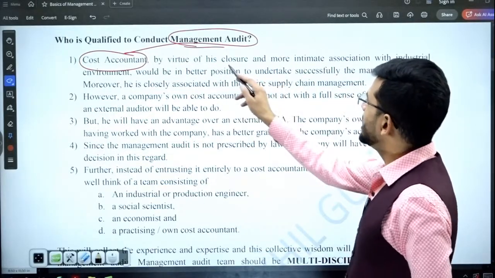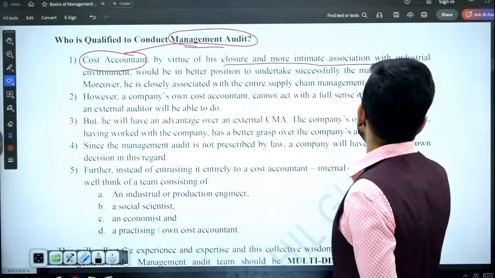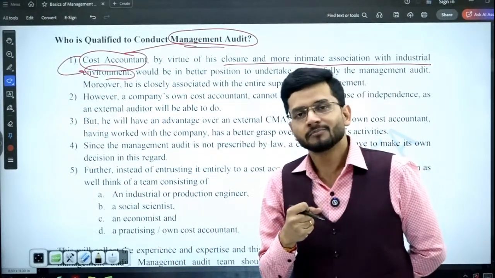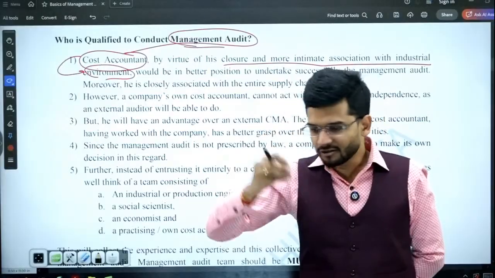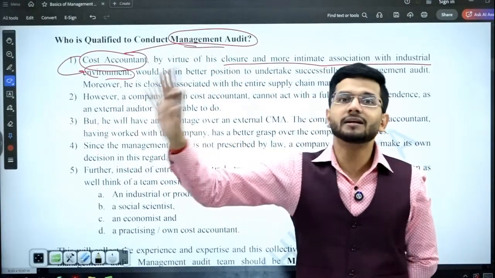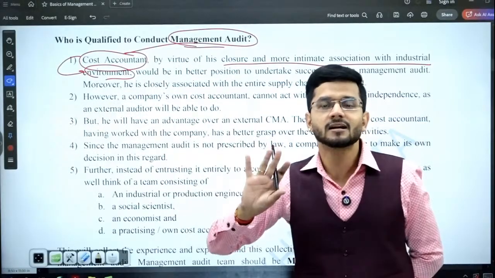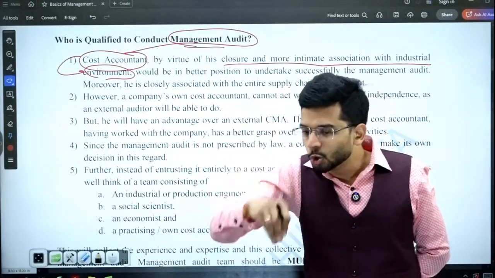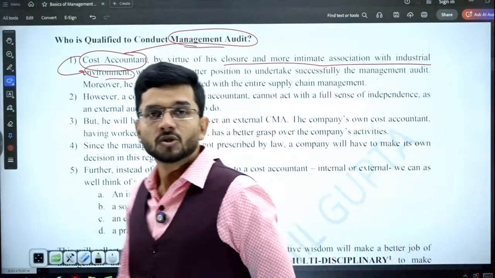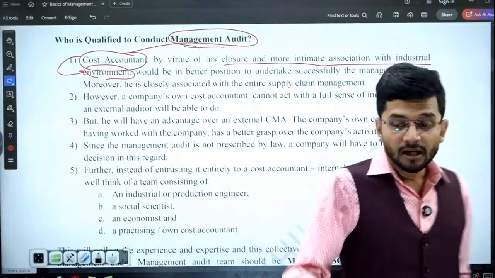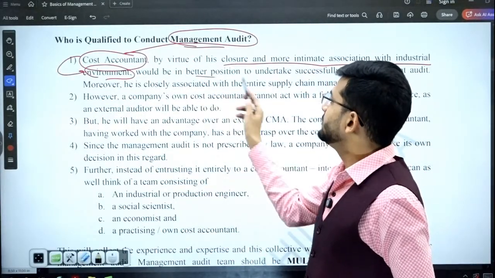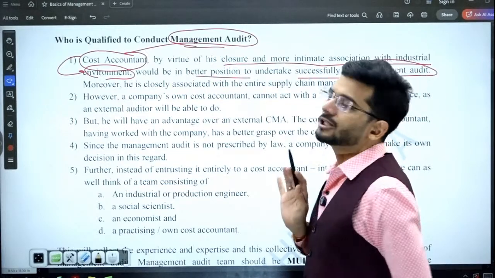So a cost accountant, by virtue of his closeness and intimate association with the industrial environment. So a cost accountant is very close to the industrial environment. A cost accountant is actually a part of every factory. Every manufacturing company, every trading company has a cost accountant linked to it. Either it's an employee or an external consultant. A cost accountant is actually the root of every company that is doing manufacturing in any kind of business. So, this is the case that a cost accountant is deeply rooted in each and every aspect of a particular company. A cost accountant would be in a better position to undertake successfully the management audit.